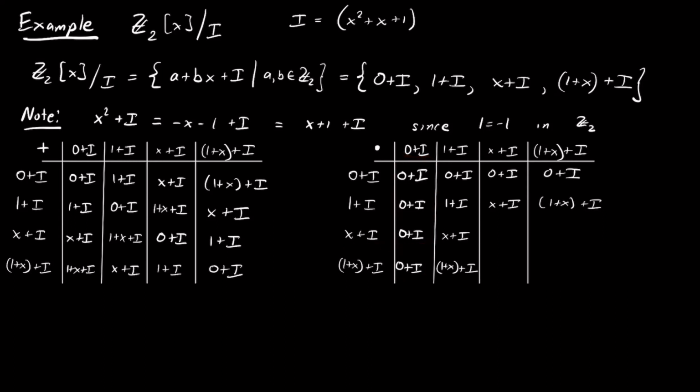Okay, I also know that 1 plus I times any of these elements returns the same element. Right? I know that 1 plus I is the multiplicative identity. So 1 plus I times x plus I should be x plus I. Right? 1 plus I times 1 plus x plus I is 1 plus x plus I, and so forth. And then similar for the first column, if I do x plus I times 1 plus I, that's x plus I. If I do 1 plus I times 1 plus I, that's 1 plus I. If I do 1 plus x plus I times 1 plus I, that's 1 plus x plus I.